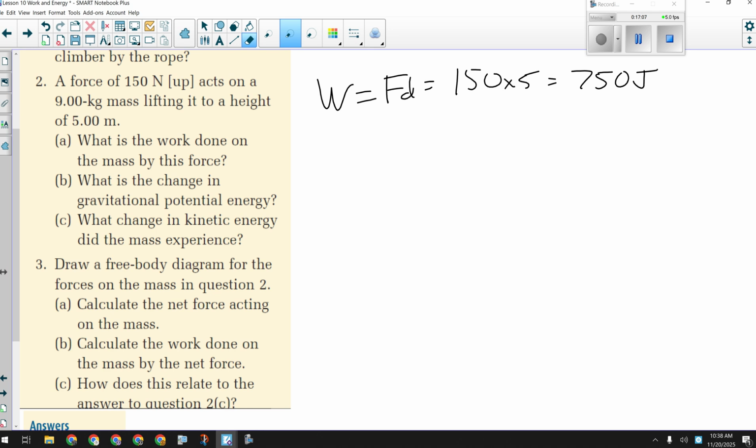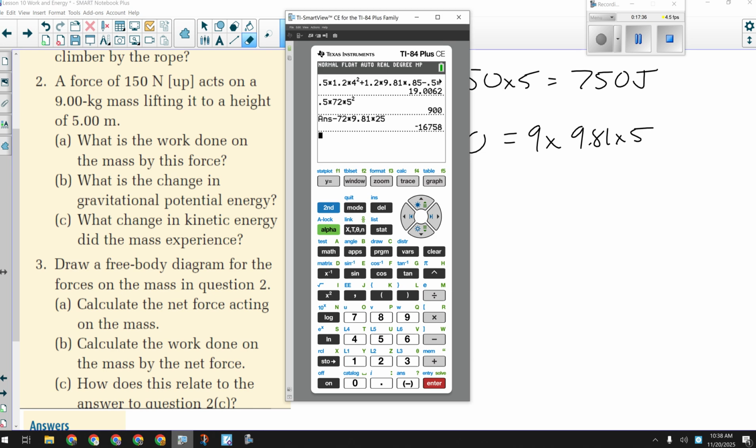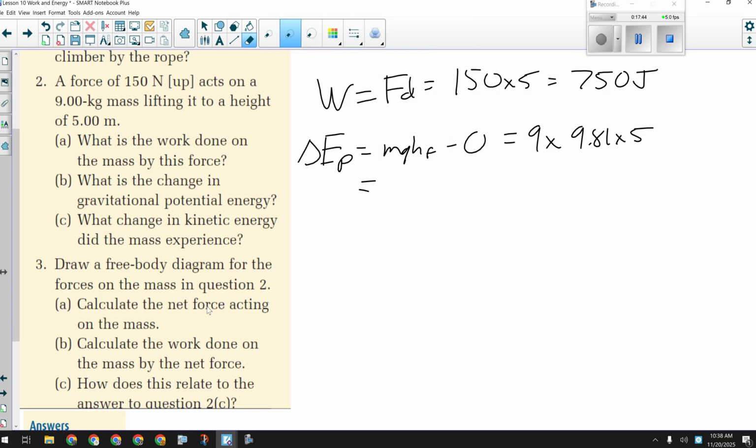Well, what's my initial height? 0. I have to assume that, right? It's lifted from the ground to a height of 5 meters. So my change in gravitational potential energy would be m g h final minus 0, because I don't have any initial, it's on the ground initially. So that's just going to be 9 times 9.81 times 5. Okay, so I get 441.45.